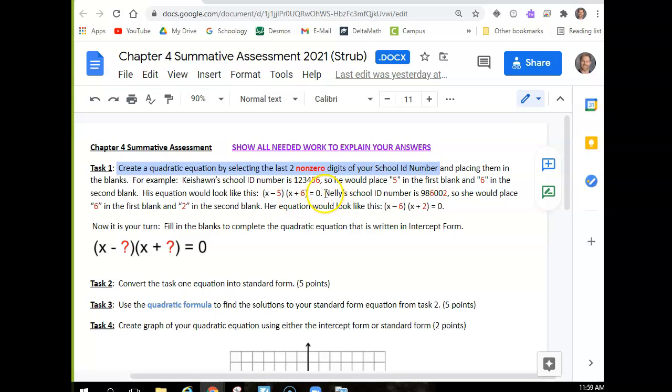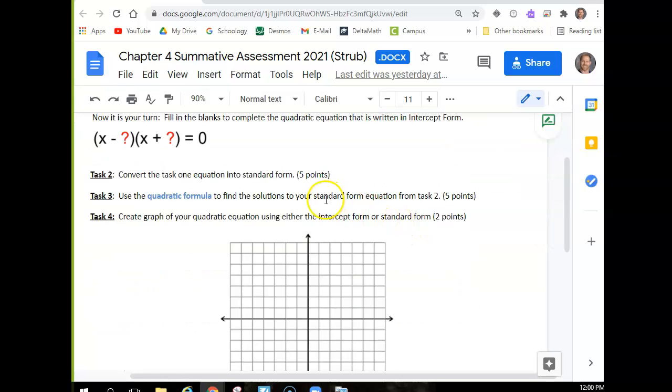And then here's another example. Nellie, her number is 986002. She's going to select the last 2 non-zero numbers. So her numbers would be 6 and 2, and this would be her equation right here. All right, so task 1 is just filling that in, and that's your equation. Now, the nice thing is for the most part, everybody's going to have a different problem, which is why I'm showing you the test right now.